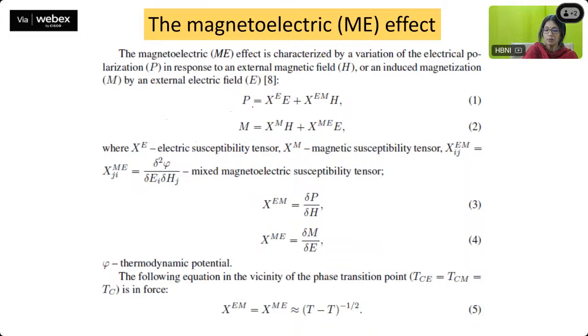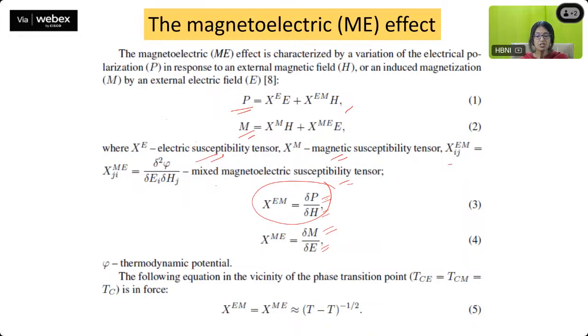The electrical polarization is given by chi_E E plus chi_EM H, or the magnetization is given by chi_M H plus chi_ME E, where chi_E is the electrical susceptibility tensor, chi_M is the magnetic susceptibility tensor, and chi_EM is the mixed magnetoelectric susceptibility tensor. So what is this mixed magnetoelectric susceptibility tensor? This chi_EM is delta P by delta H, the electrical polarizability by the magnetic polarizability, whereas chi_ME is delta M by delta E, again the same thing: the magnetization change divided by the change in the electric field. And this phi is the thermodynamic potential.